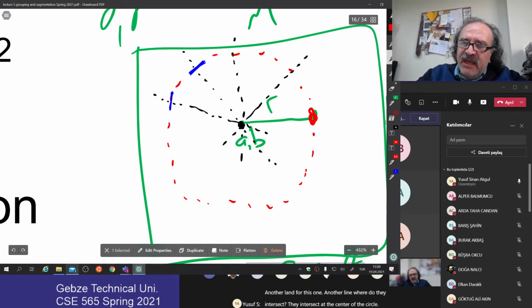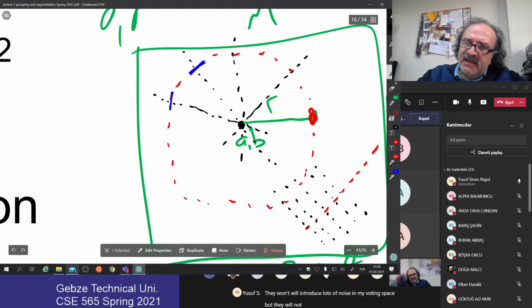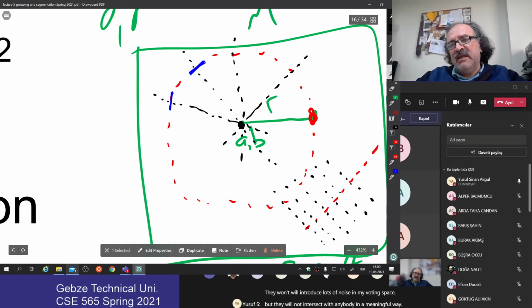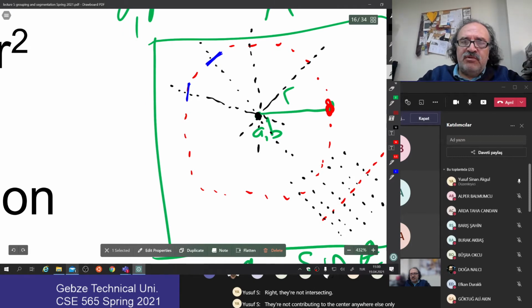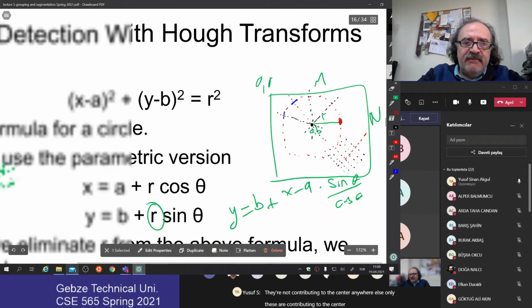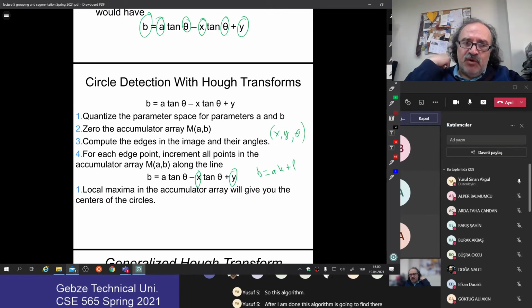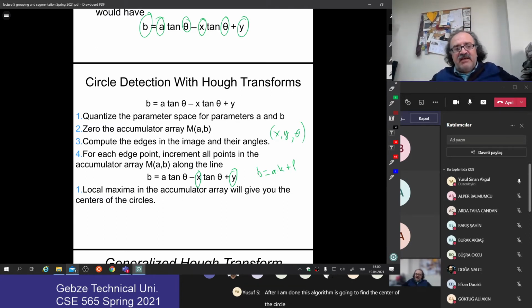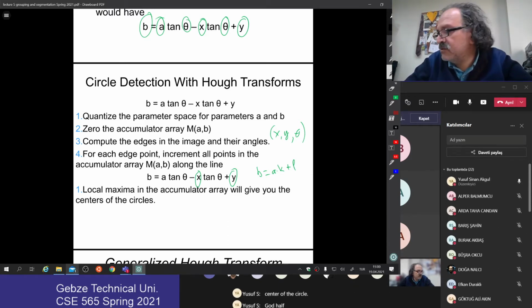But if I have extra edges like that, each one is going to vote like this. Their votes will introduce lots of noise in my voting space, but they will not intersect with anybody in a meaningful way. They are not contributing to the center or anywhere else. Only these are contributing to the center. So after I am done, this algorithm is going to find the center of the circle. Doesn't matter what R is, it's going to find the center of the circle. That's called Hough circle detection.